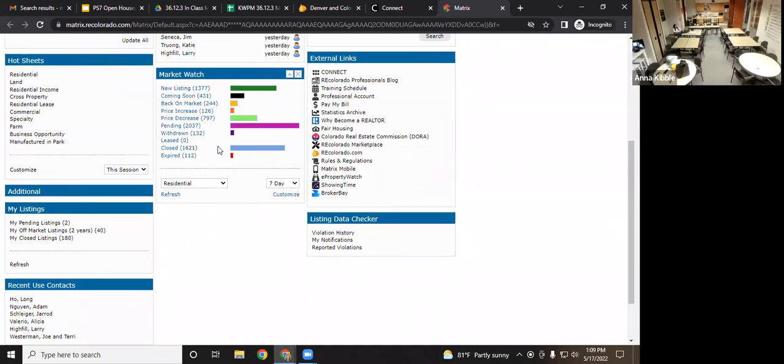So over the last 7 days, new listings, 1377. Pending 2037. Closed 1621. Price decreases 797. So what do these numbers tell us? What do you think, Gabby? What do these numbers tell us? I think... I don't know.